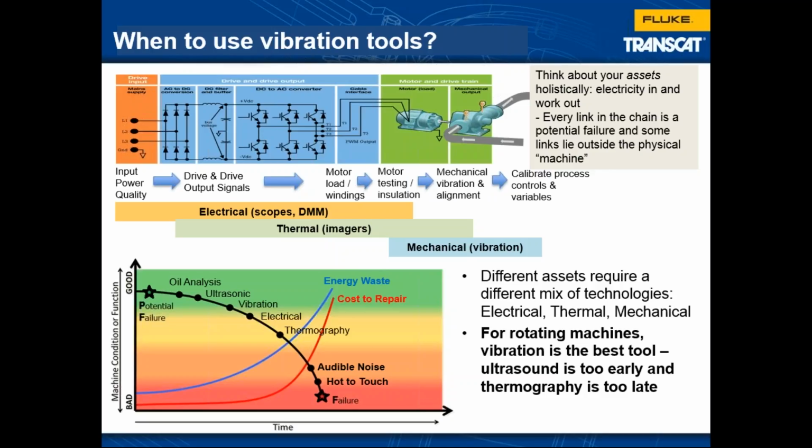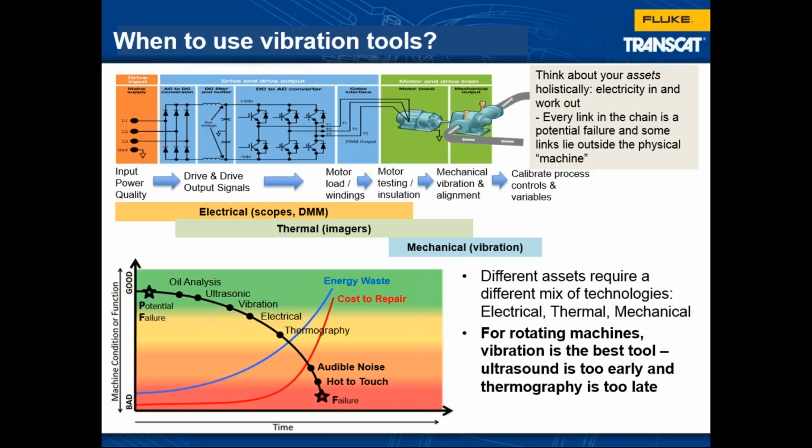Way over on the right, you can see the machine has failed. Before the machine fails, it's hot to the touch and there's audible noise. You can see that thermography can help us find it before it gets to the point where it's going to fail. But sometimes that could be a little late for rotating machinery.